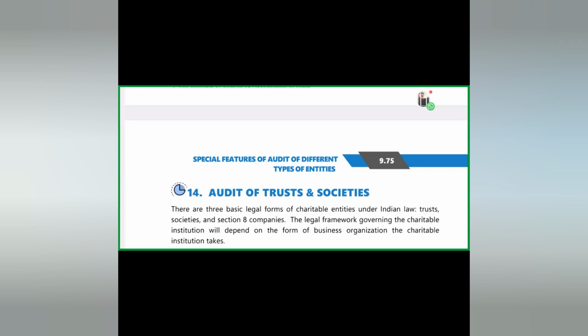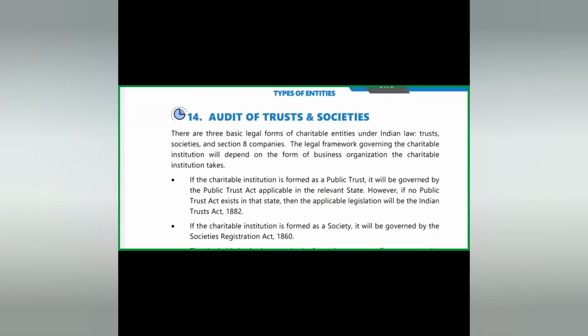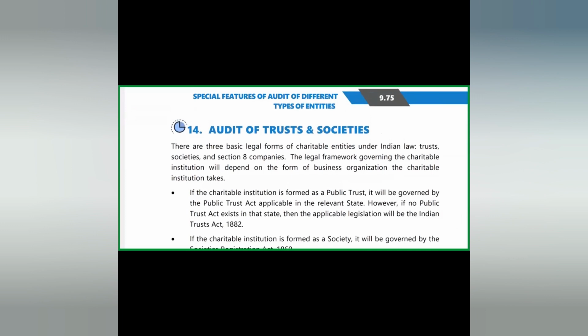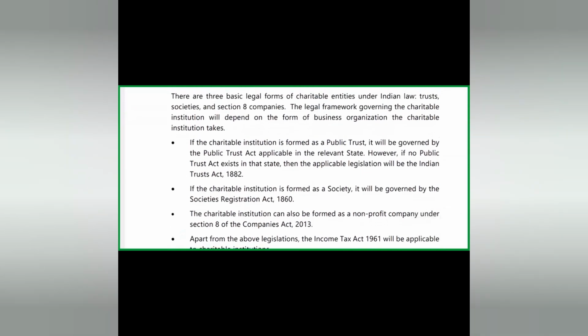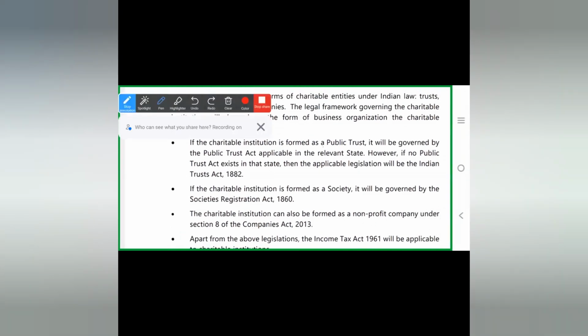We'll be now proceeding with audit of trusts and societies. So again, there are three basic legal forms of charitable entities under Indian laws: trusts, societies, and Section 8 companies. The legal framework governing the charitable institution will depend on the form of business organization it takes. If formed as a public trust, it will be governed by the Public Trust Act. If formed as a society, it will be governed by the Societies Act. If formed as a non-profit company, it would be governed by Section 8 of the Companies Act.